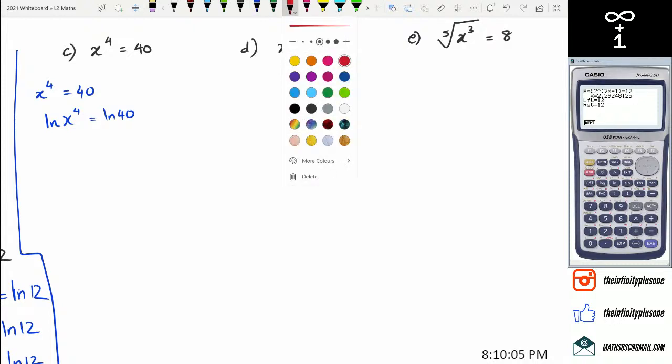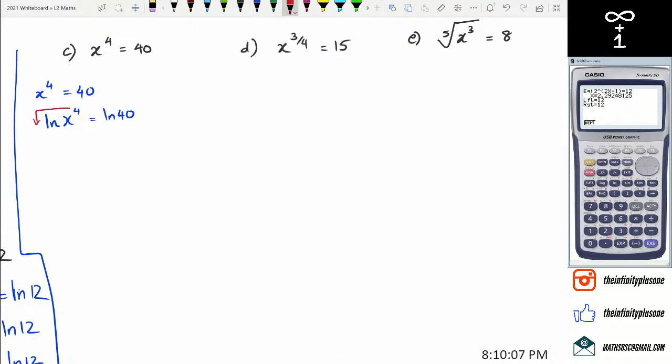Next, what we need to do is get rid of that 4 at the front, which means we're going to get 4 ln of x equals ln of 40, and then ln of x equals ln of 40 divided by 4. Now, if you want to get rid of ln, you've got to use e to the power of. So x is equal to e to the power of ln of 40 over 4.